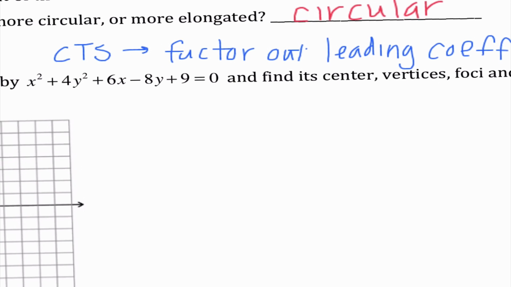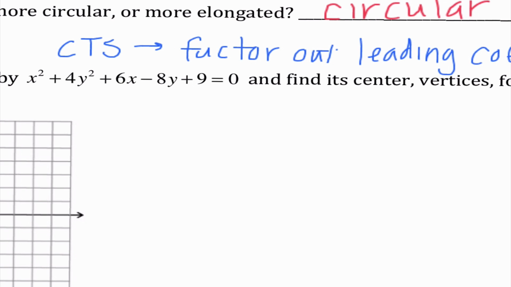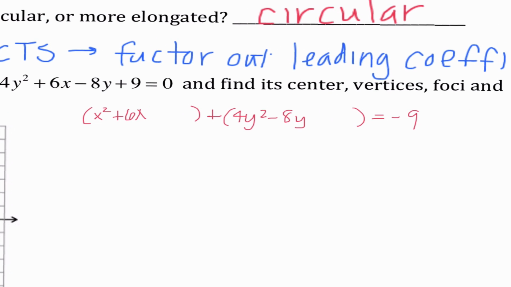Okay, so I'm going to zoom in here, give myself a little space to work. So I'm going to start by grouping together my x terms and grouping together my y terms and moving that 9 to the other side. So let's begin with this first group. Okay, my x squared coefficient is 1, so I'm good there. In order to determine what to add, I'm going to take 6, because that's that middle term, divide it by 2 and square it. So 3 squared is 9. So I'm also going to add 9 to the other side.